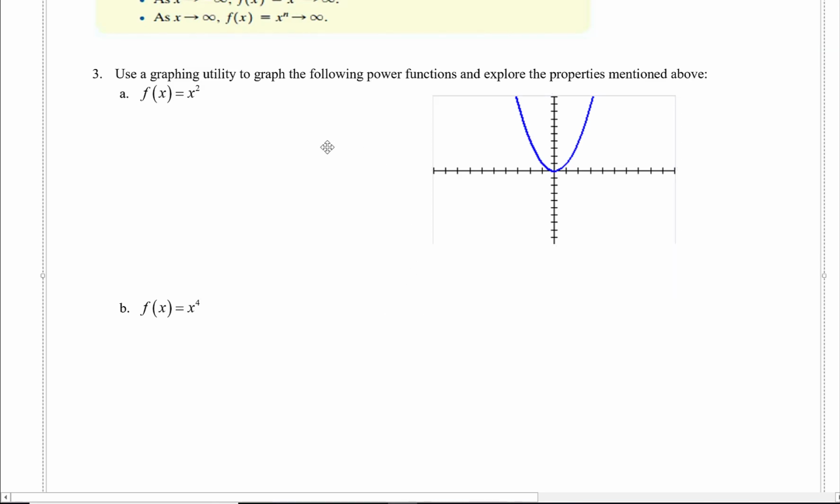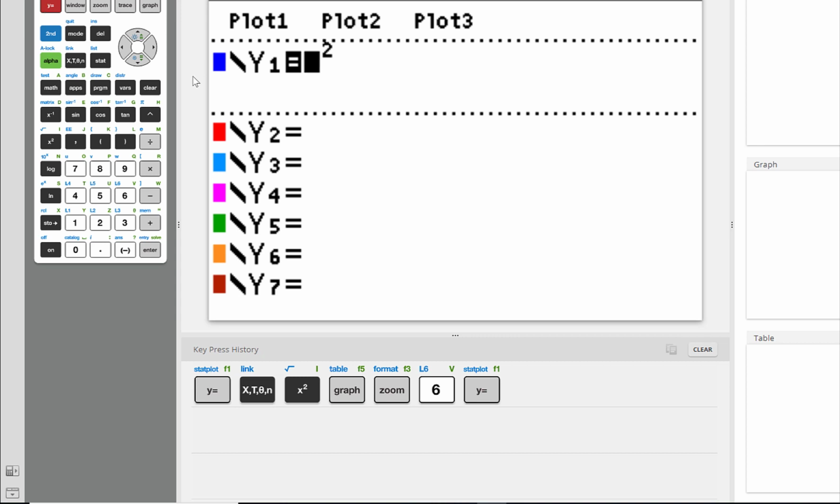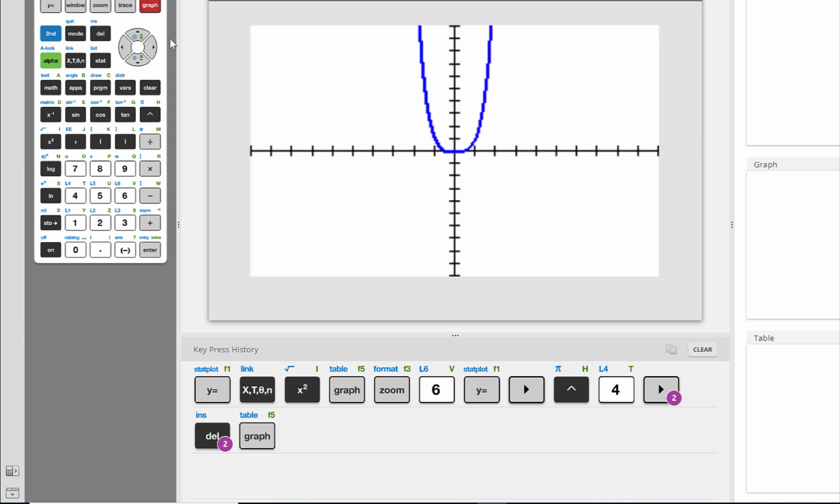Now let's graph the b. B, f of x is equal to x to the 4th. So I'm just going to go back to the y equals, y sub 1 is equal to x squared. I'm going to change that x squared to x raised to the 4th power. We're going to graph it.